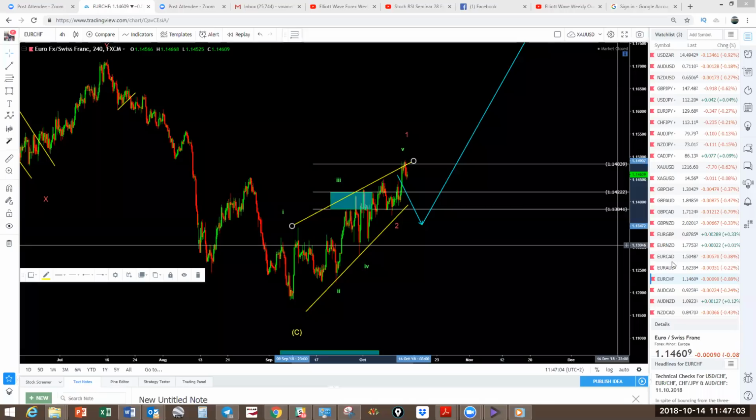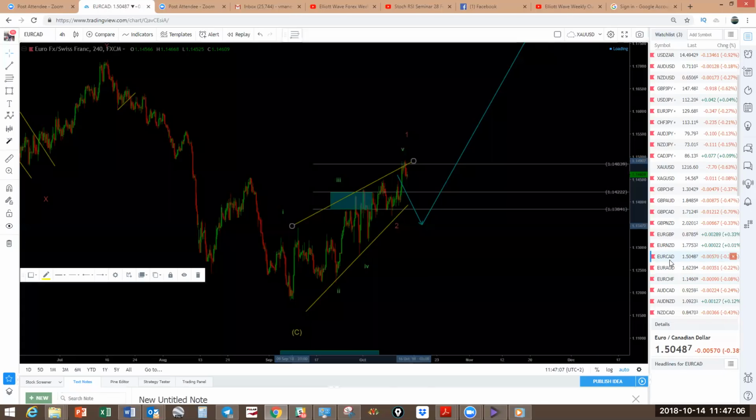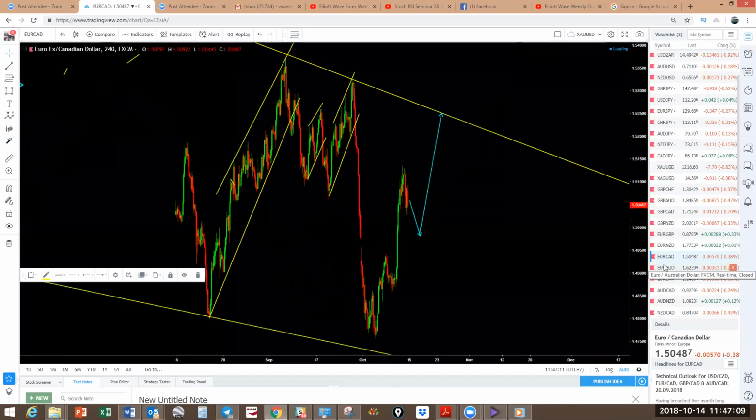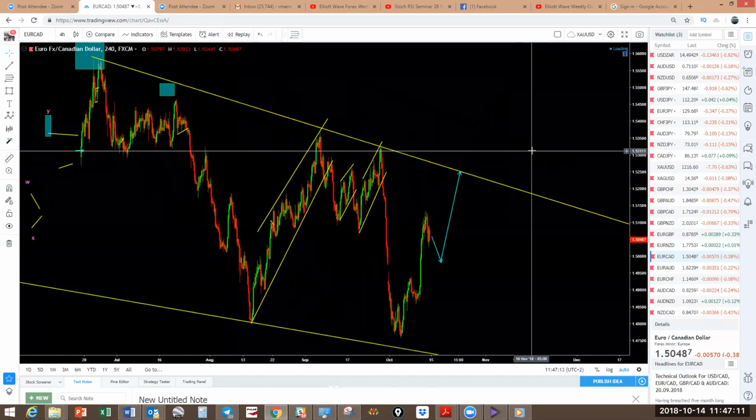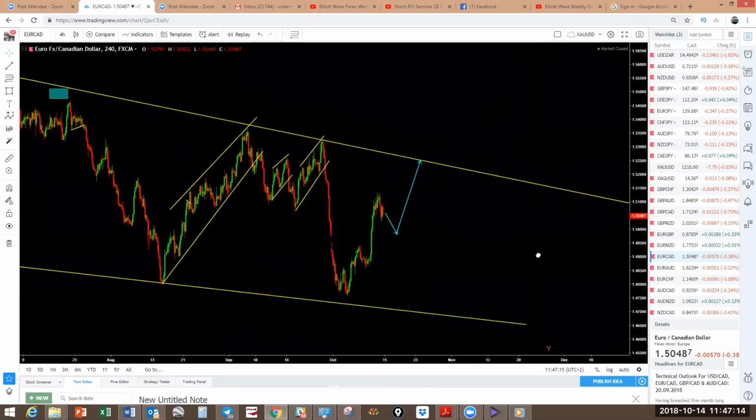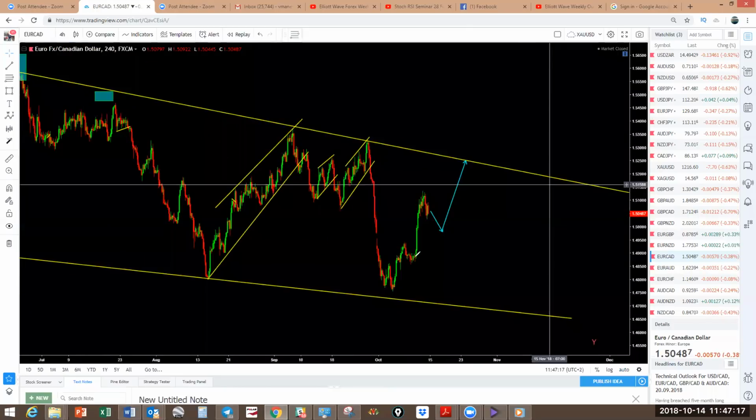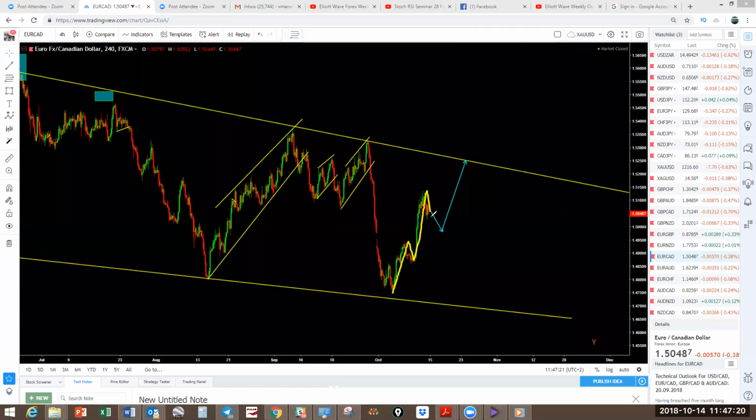EURCHF, EURCAD. EURCAD, we've made an impulsive move up. It's a 1, a 2, a 3, a 4. We're expecting a 5. Here, it may come back down for 1 before it goes. So on the 4-hour, wait for this corrective structure to set up like this. If it makes a clear three-wave move like this, then we're ready for upside. We've made an impulse, we need to correct. After the correction, we need to get an impulse. Simple as that on EURCAD.